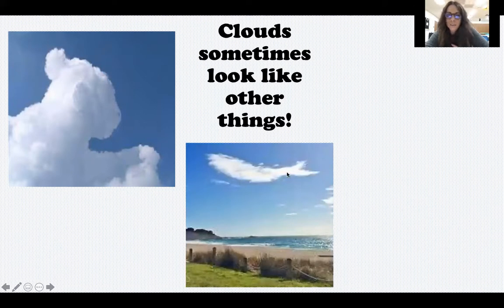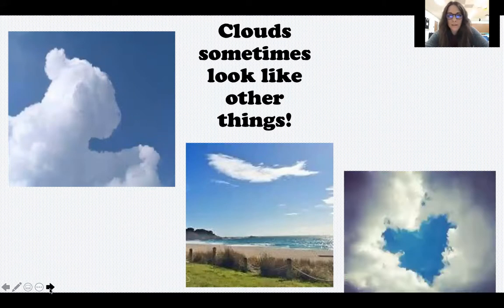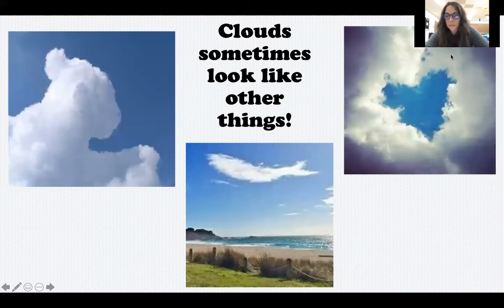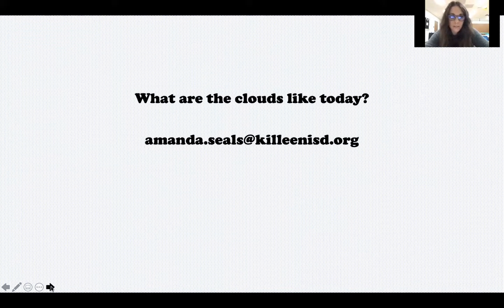I think that this one looks kind of like a dolphin or maybe a whale swimming in the ocean. There's its tail and its body and its head. You might think it looks like something else. This one to me looks like a big heart shape in the middle of the clouds. So clouds can often look like different things.